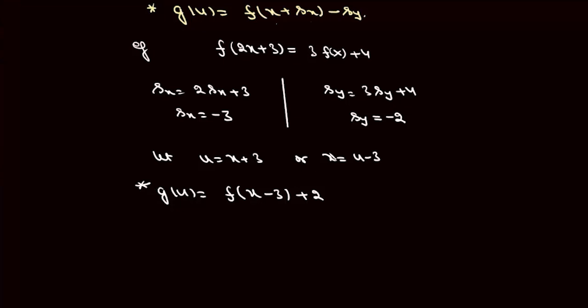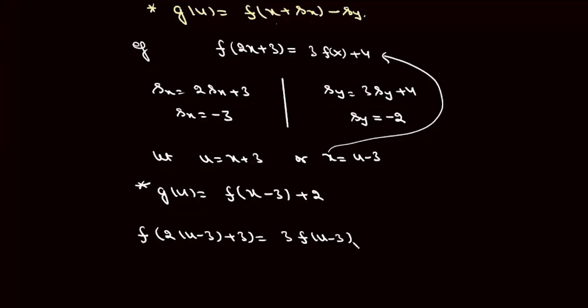Now what we'll do is we'll substitute this x in the original function. So it'll be f(2(u - 3) + 3) equals 3f(u - 3) + 4. Now this is f(2u - 3), and this is 3f(u - 3) + 4. Now, if we look at this g(u), it is f(x - 3) + 2. So we have minus 3 both sides, but we'll need plus 2. So what we'll do is we'll add 2 to both sides.